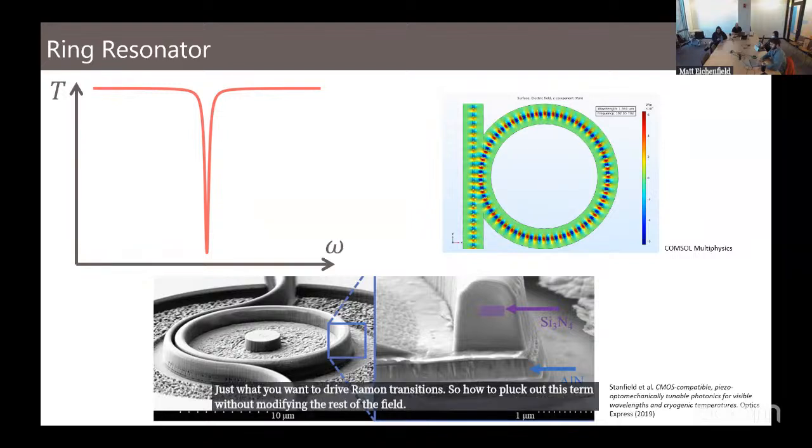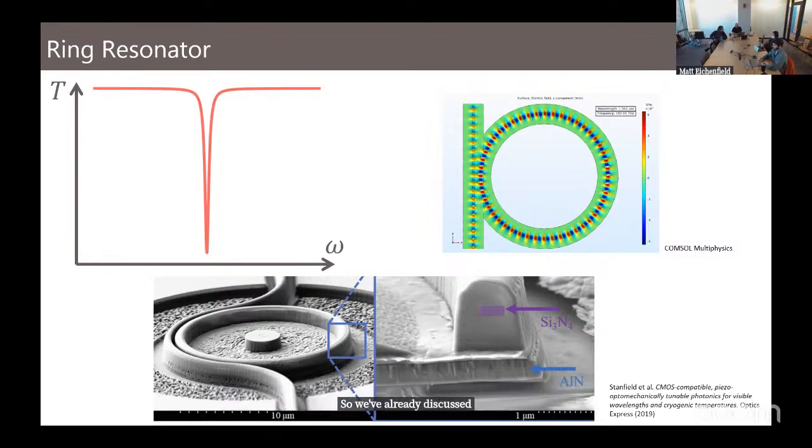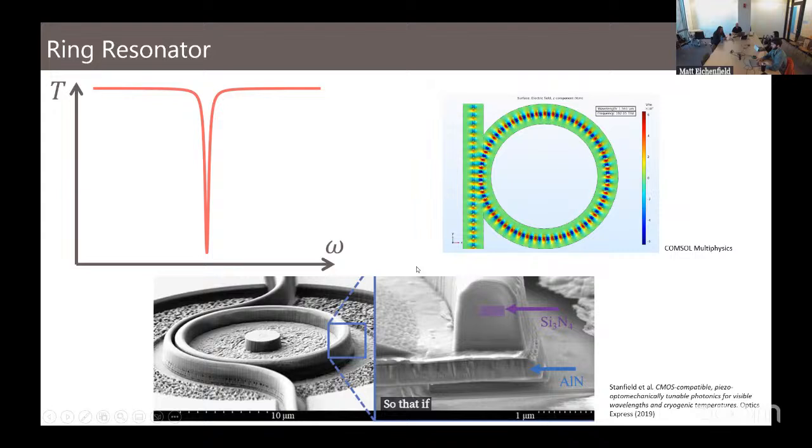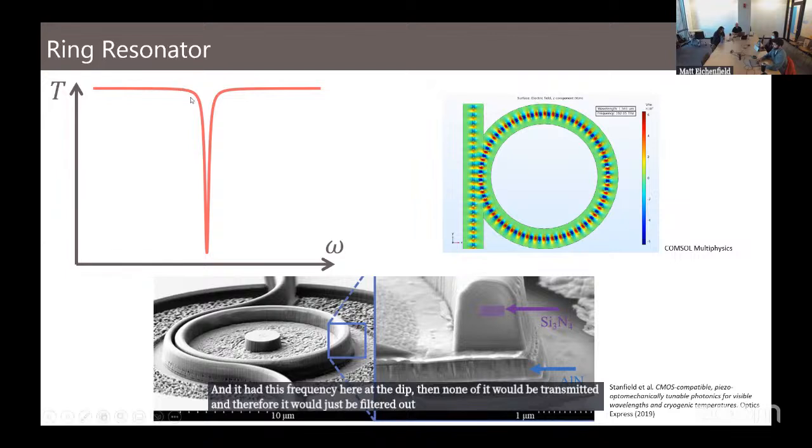We've already discussed ring resonators, but I'll just give a quick reminder that they can act as very good filters. The transmission as a function of frequency could look something like this. So if you passed light through a waveguide by one of these ring resonators and it had this frequency here at the dip, then none of it would be transmitted and therefore it would just be filtered out. But other frequencies nearby would not be filtered out, they would be transmitted through.